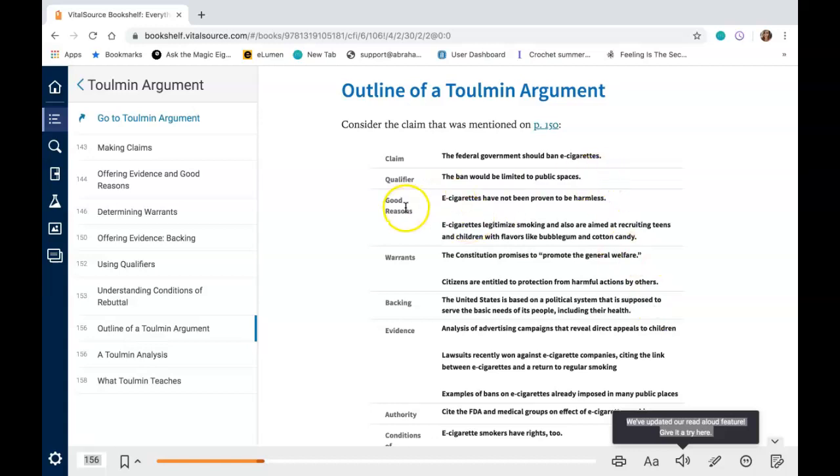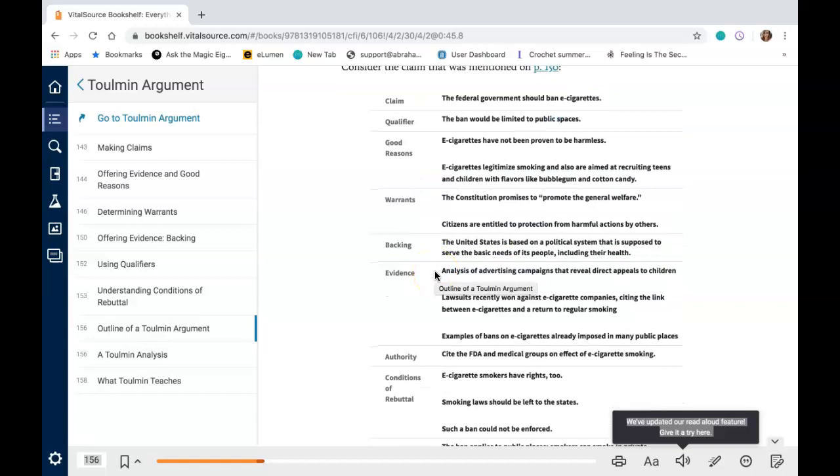So those are some reasons. The Constitution promises to promote the general welfare. That's a warrant. Citizens are entitled to protection from harmful actions by others. So if we look back at the claim, and it says the federal government should ban e-cigarettes, and then we look at the qualifier in public spaces. So we're only talking about banning e-cigarettes in public spaces here. So we're not talking about it in private areas. So all of these reasons and warrants would actually support the public access that we're talking about and not private.